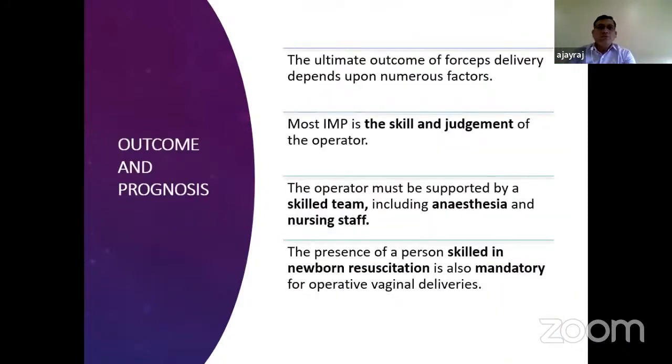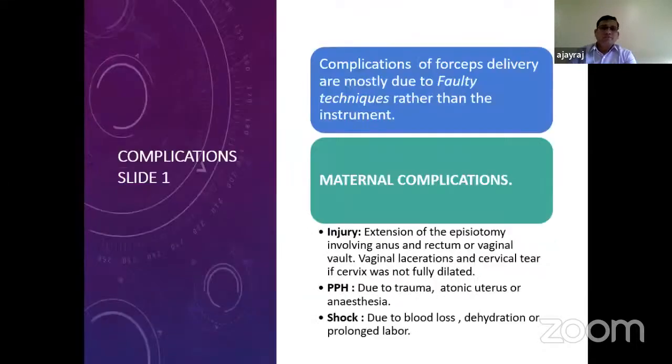Outcome and prognosis. The ultimate outcome of forceps delivery depends upon numerous factors. Most important is the skill and judgment of the operator. The operator must be supported by a skilled team, including anesthesia and nursing staff. The presence of a person skilled in newborn resuscitation is also mandatory for operative vaginal deliveries. Complications of forceps delivery are mostly due to faulty technique rather than the instrument.